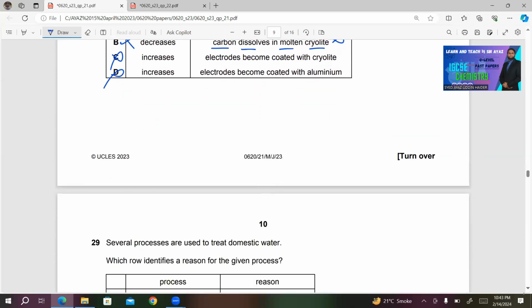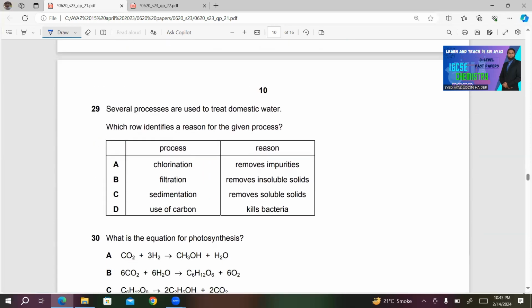Question number 29. Several processes are used to treat domestic water. Which row identifies a reason for the given process? Chlorination, reason removes impurities. This is wrong. B, filtration removes insoluble solid. This looks correct to me.